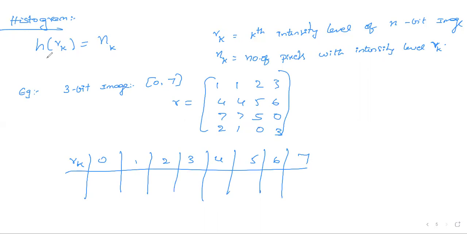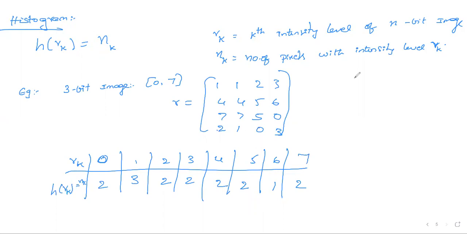Now I have to calculate histogram. h of rk is equal to nk. What is meant by nk? Number of pixels with intensity level rk. Now what is the intensity value here? 0. In the given image, how many zeros are there? 1, 2. Next 1. How many ones are there? 1, 2, 3. How many twos are there? 1, 2. How many threes are there? 1, 2. Fours 2, fives 2, 6 is 1, 7 is 2. So this is the histogram of the image.